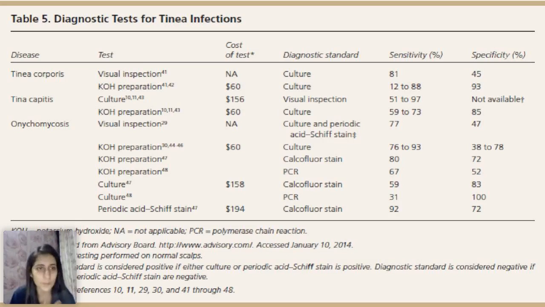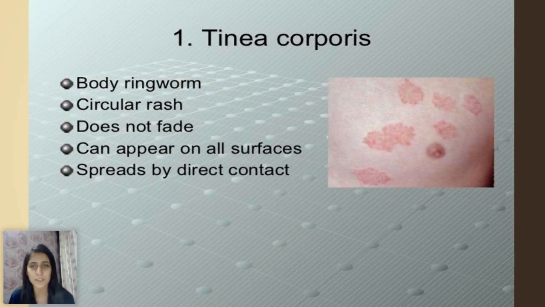For tinea capitis, again, a potassium hydroxide preparation and culture may be done. And for onychomycosis, again, the periodic acid-Schiff stain is also very much useful as the diagnostic standard for onychomycosis. But maximum sensitivity and specificity is of visual inspection. So do remember, when you are perfect at identifying tinea, then you can easily identify it.